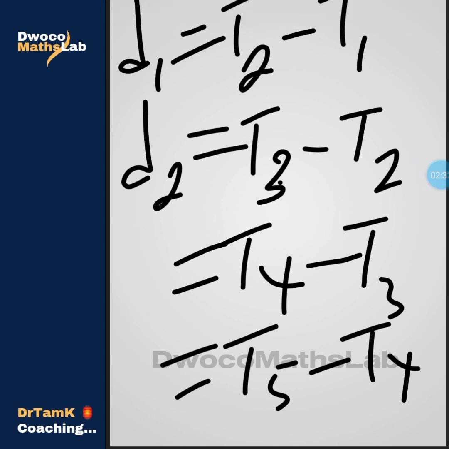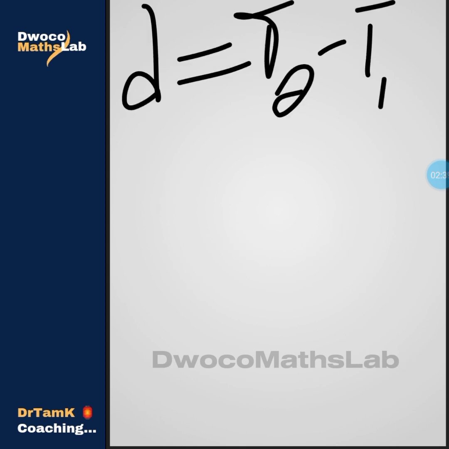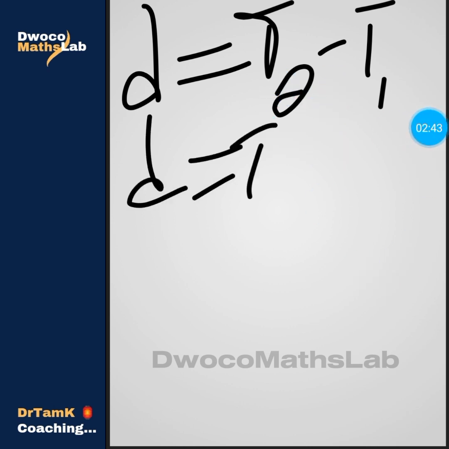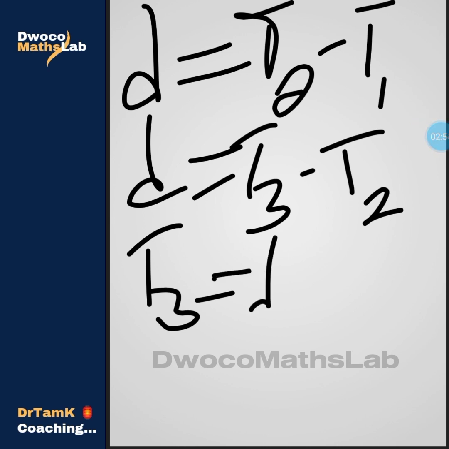Now, if that is okay to you, let's see if I have D equals second term minus first term. Or if I say D is equal to the third term minus the second term, how can I know my third term? If I cross multiply, my third term is equal to D plus T2. So your third term is equal to the common difference plus the second term.